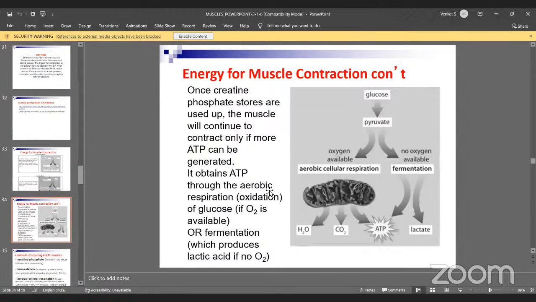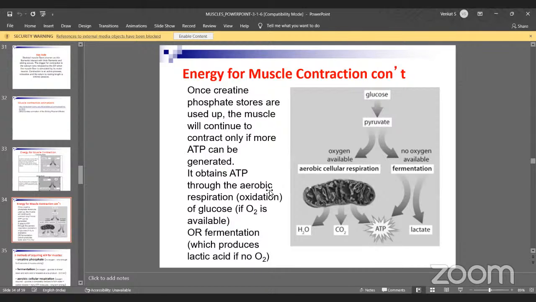The energy for muscle contraction cannot continue once creatine phosphate stores are used up. The muscles will continue to contract only if more ATP can be generated. It obtains ATP through aerobic respiration, the oxidation of glucose if oxygen is available, or fermentation, which produces lactic acid if there is no oxygen.